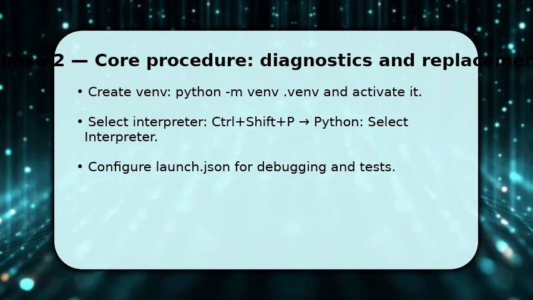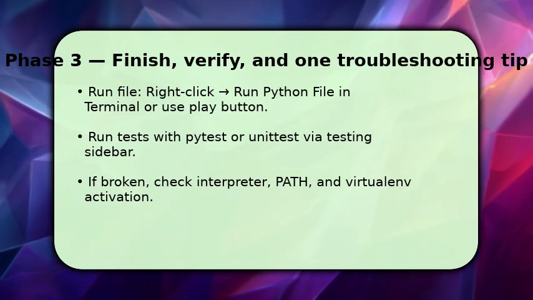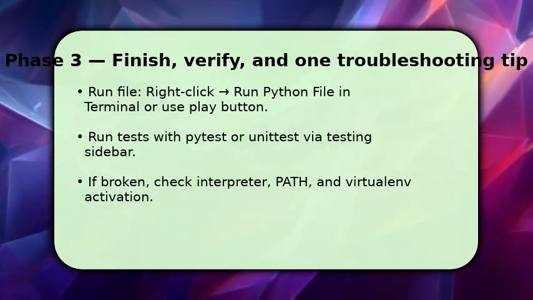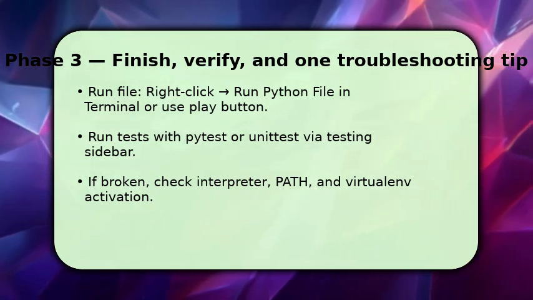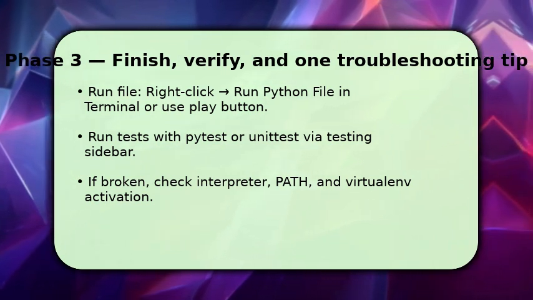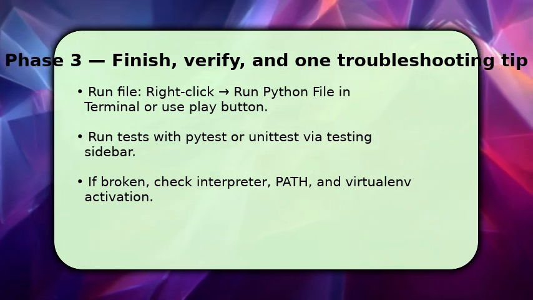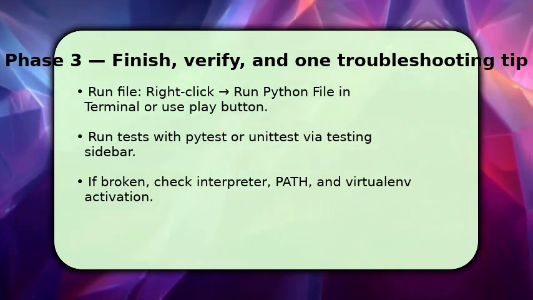To run your script, use the play button or right-click and choose Run Python File in Terminal. This uses the selected interpreter and shows console output. For automated checks, enable the testing sidebar, detect Pytest or Unittest, and run tests from the UI. When you finish, package or export requirements with pip freeze > requirements.txt.